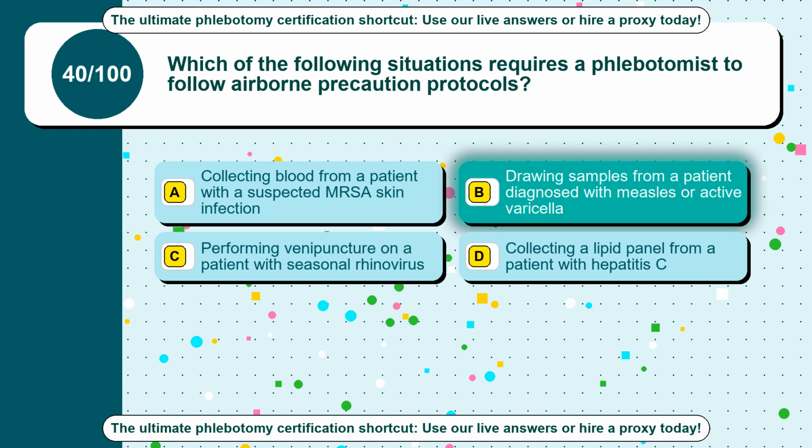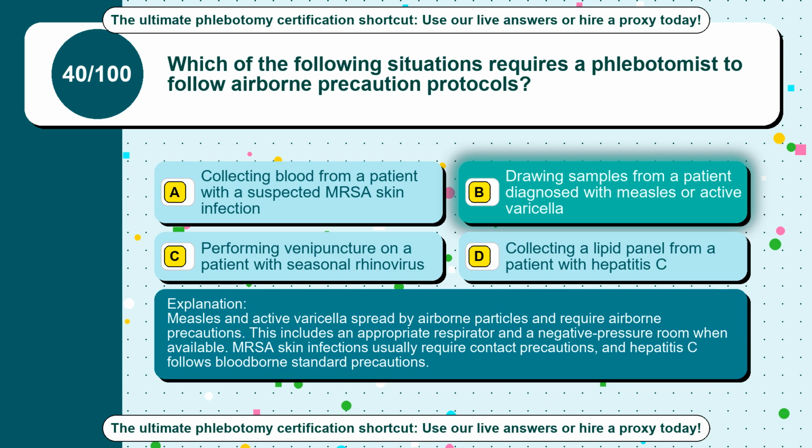Drawing samples from a patient diagnosed with measles or active varicella. Measles and active varicella spread by airborne particles and require airborne precautions. This includes an appropriate respirator and a negative pressure room when available. MRSA skin infections usually require contact precautions, and hepatitis C follows blood-borne standard precautions.